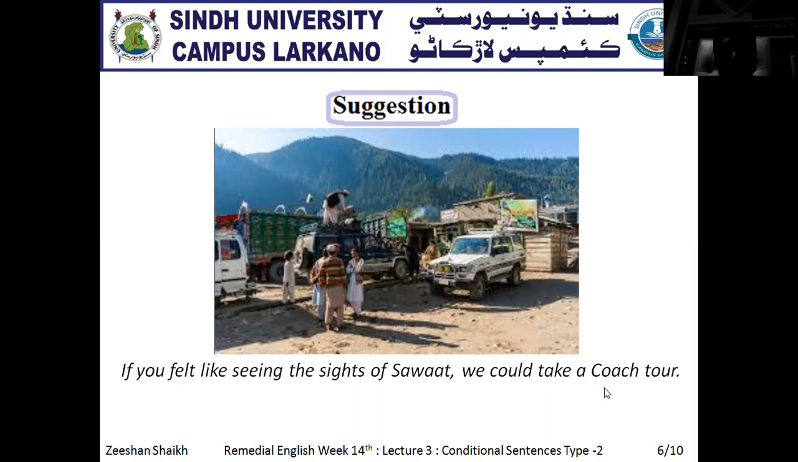Clear? So now this becomes what? This becomes the suggestion in terms of your past tense of your type 2 condition. Clear? Means you're just trying to give suggestions in a past time. Clear? So that's why we are using the type 2 condition in the past.